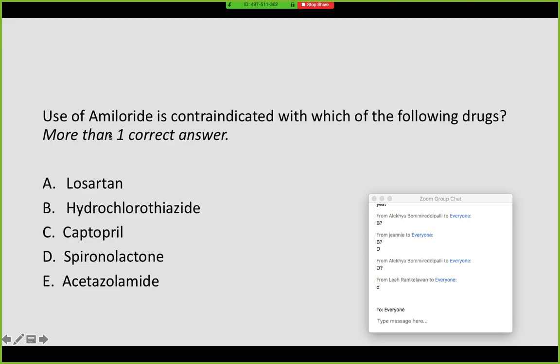Okay, so use of amiloride is contraindicated with which of the following drugs? And there's actually a couple correct answers here. Right, so A is one. So your ARBs. Spironolactone is one. Yep, it's a potassium-sparing diuretic. And then there's one more. Right, C. So captopril is an ACE inhibitor. So remember, your ACEs and ARBs have an adverse effect of hyperkalemia.